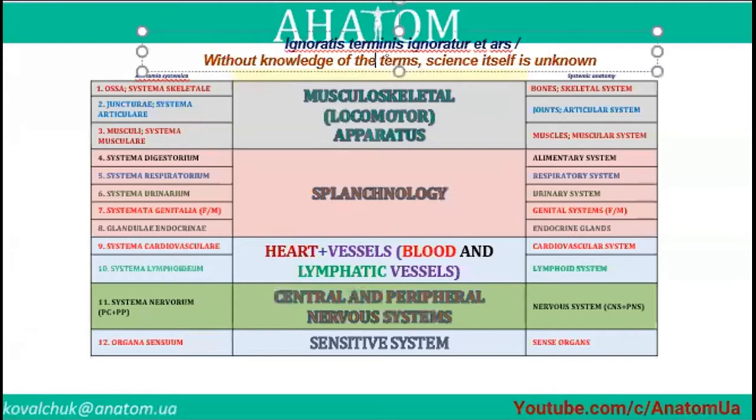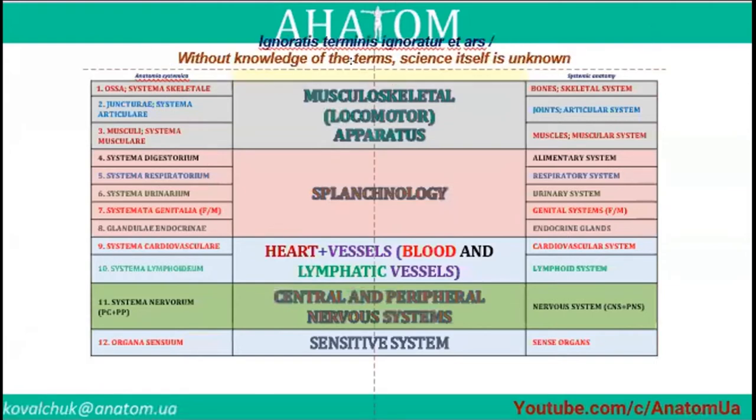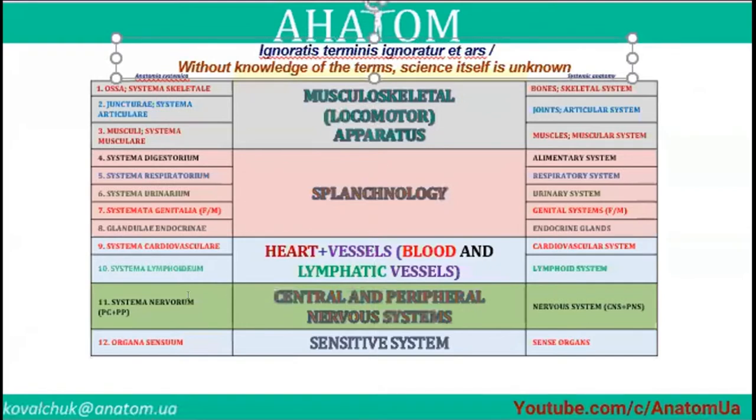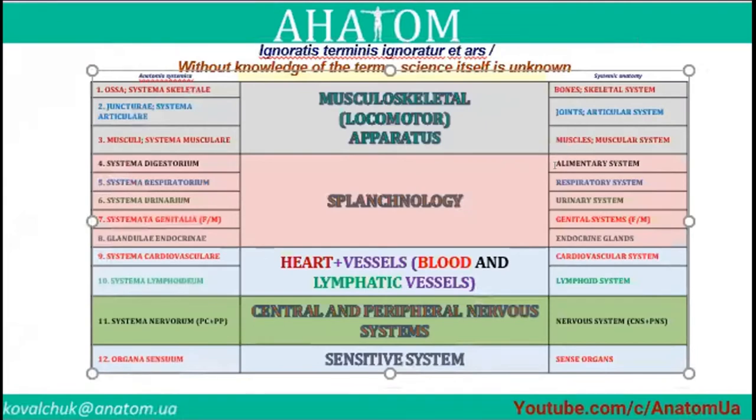It is a classification in anatomical terminology, and you remember that without knowledge of the correct terms of anatomical terminology, the science itself is unknown. Splanchnology starts with the digestive system, also called the alimentary system, the alimentary tract, which is the same as the digestive system. Next come the respiratory, urinary, and genital systems, and for a long time the endocrine glands were present in splanchnology.